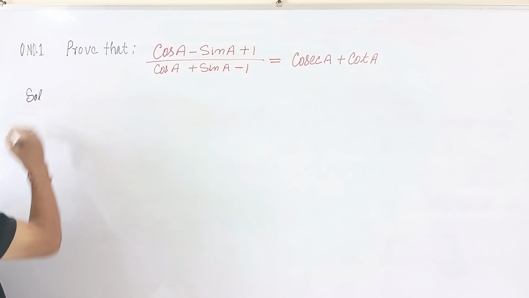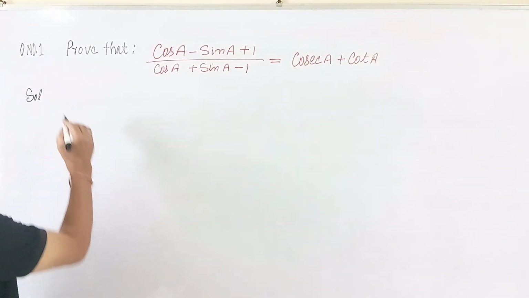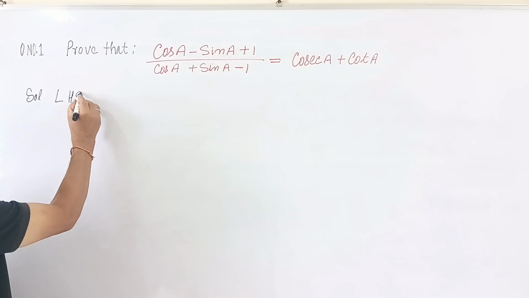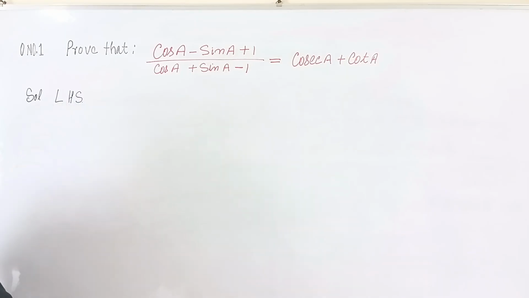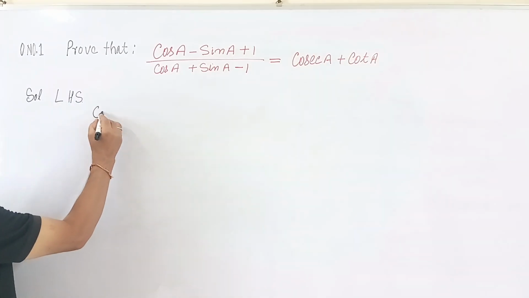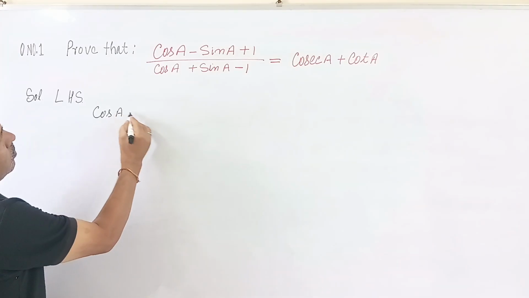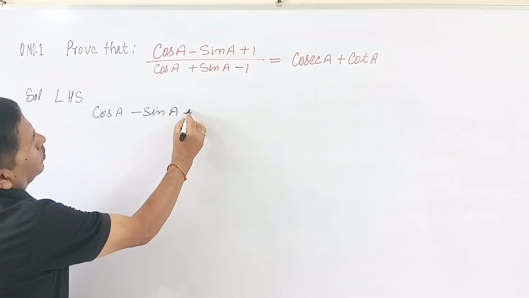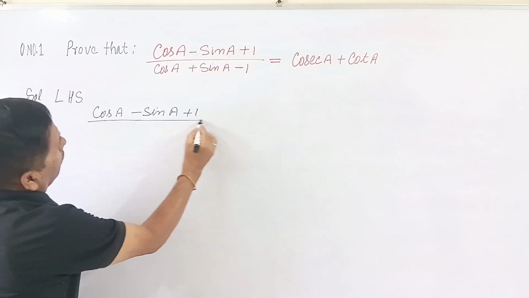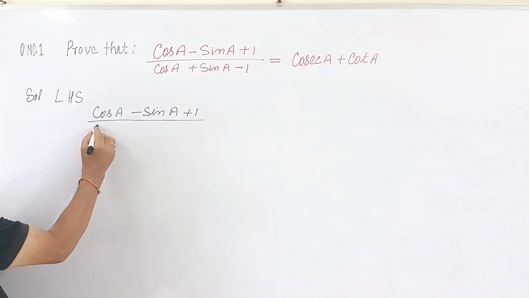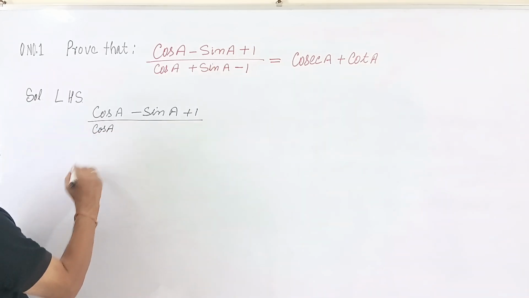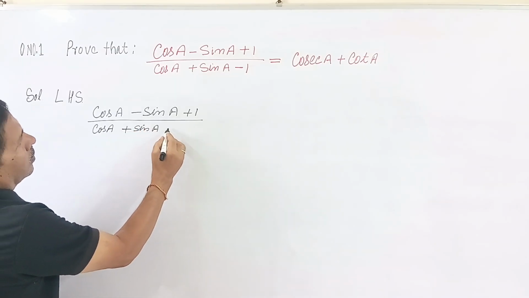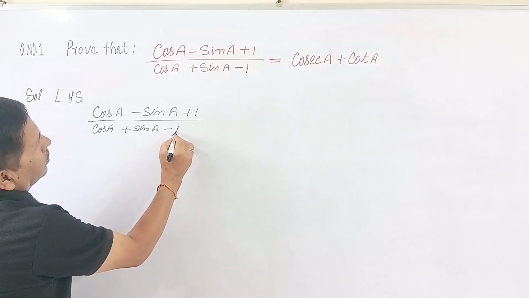Solution: we will take the left hand side, that is LHS: cos A minus sin A plus 1 upon cos A plus sin A minus 1.